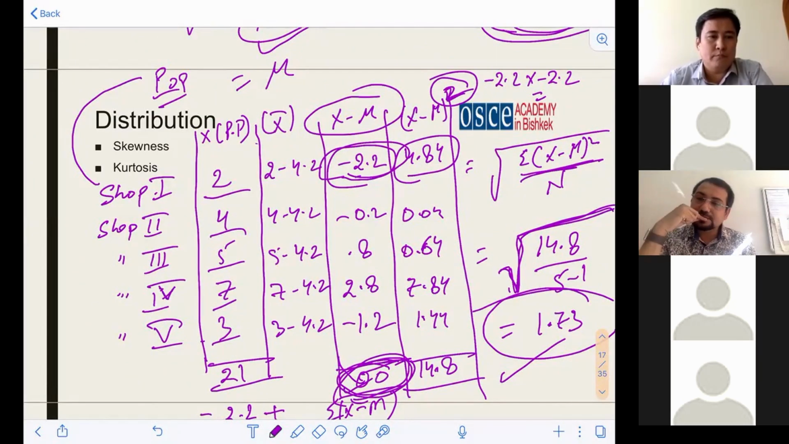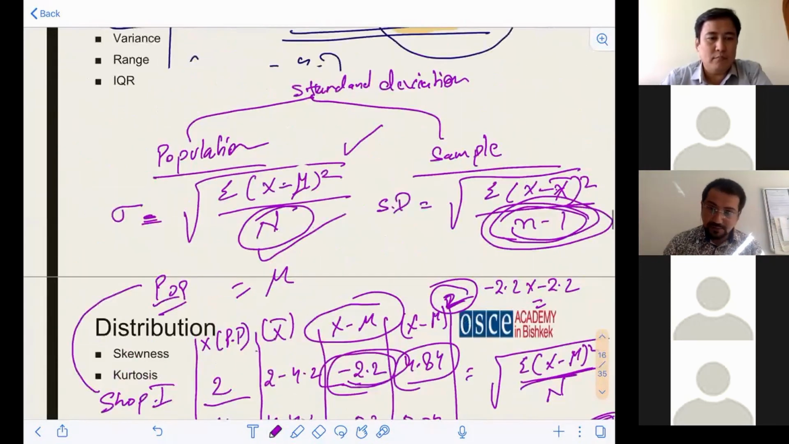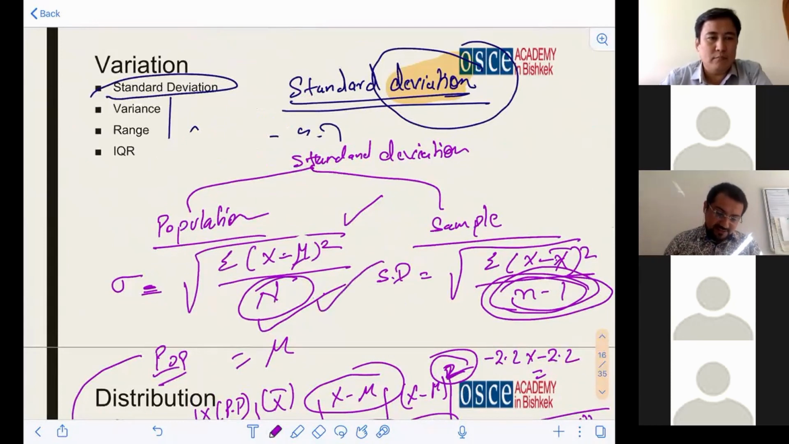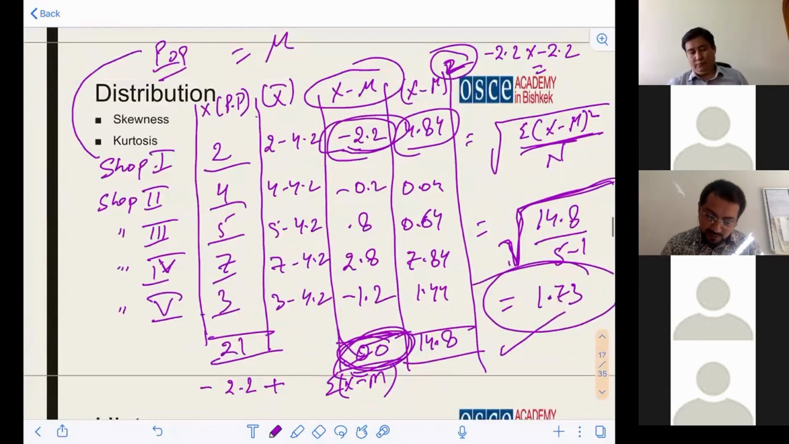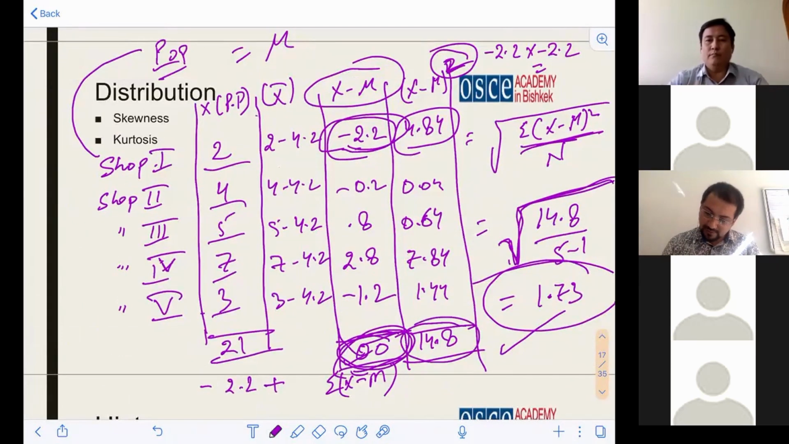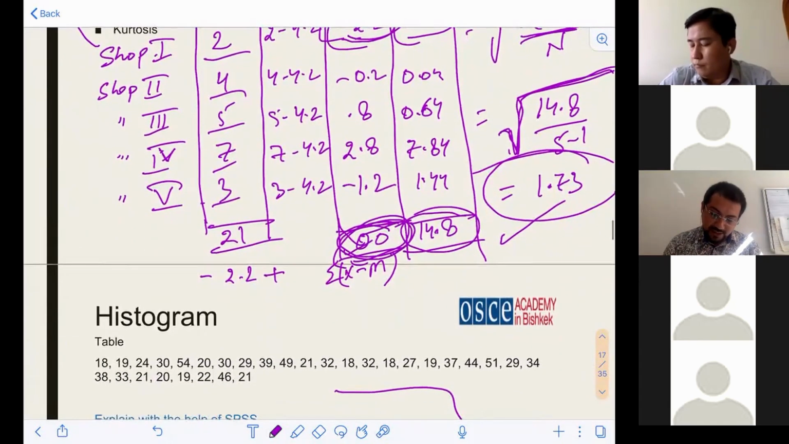Yes, Jarkin. I'm sorry, I'm a little bit confused. Where do we get this 1.73? We get it with the help of this formula. Rakin, here you can see, do you understand this formula? Did you understand? Okay, very good. Did you understand how we got this 14.8? Yes. Very good. And then we just put this value in the formula.